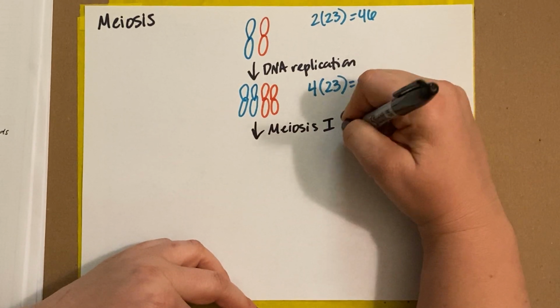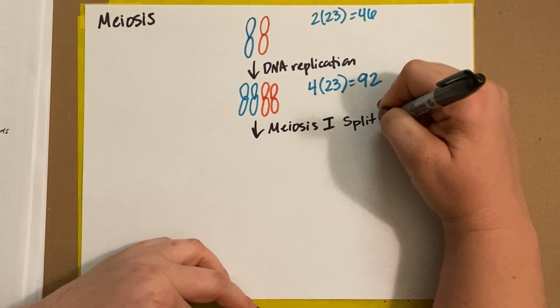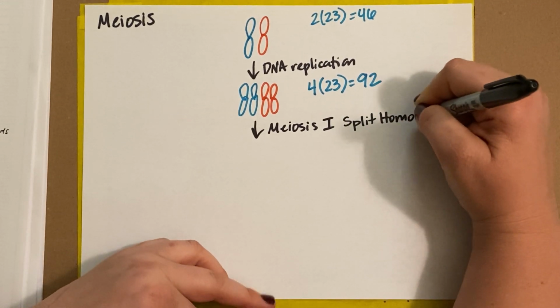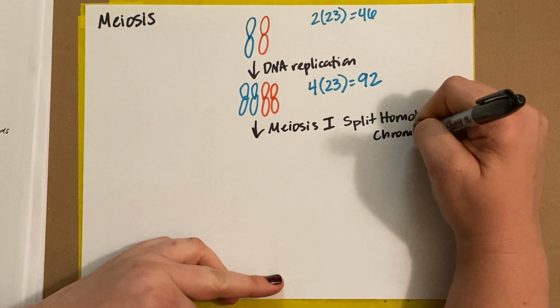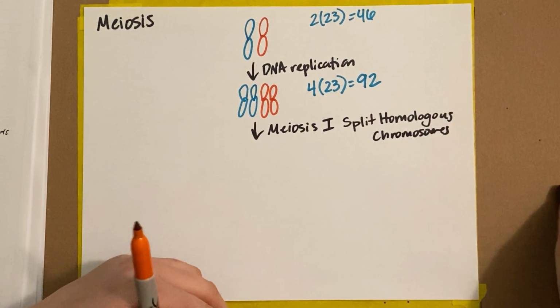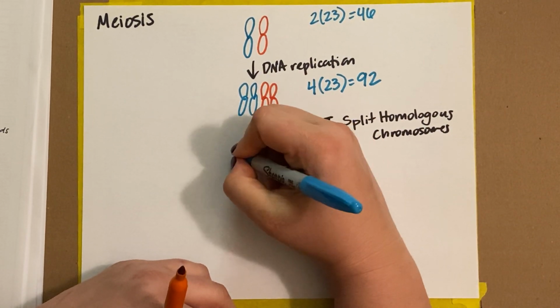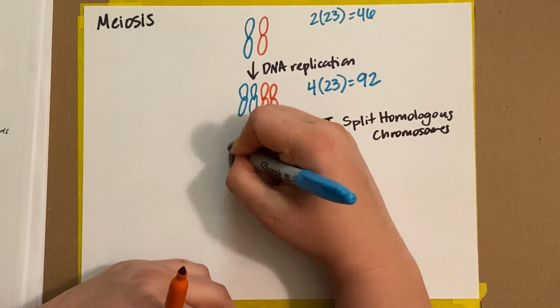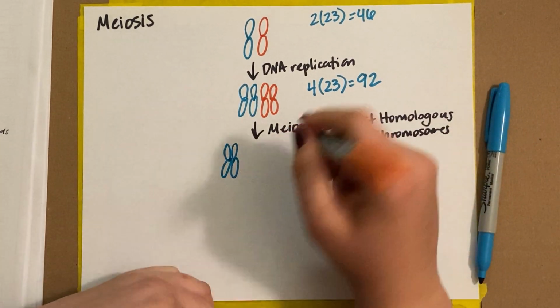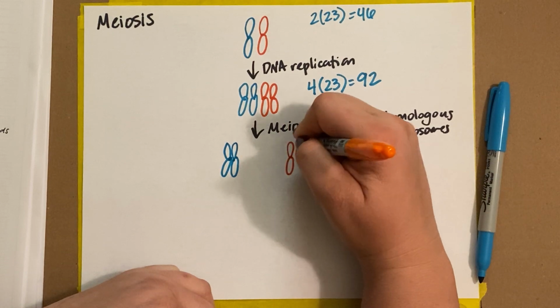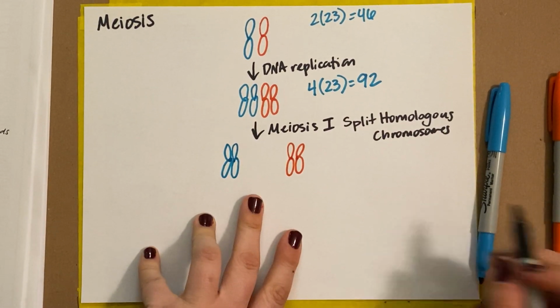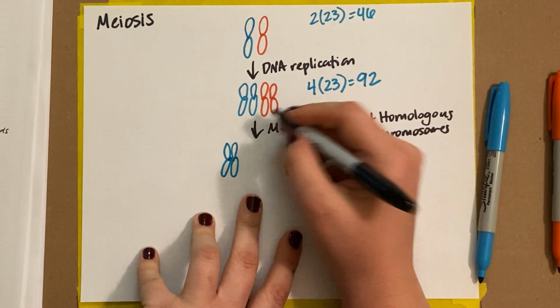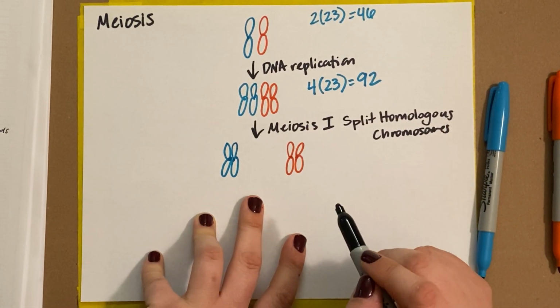So in the first step of meiosis, we're going to call this meiosis 1, we're going to split homologous chromosomes apart. Okay, and so what's going to happen is the blue are going to separate from the orange. So this is going to be meiosis 1. Okay, so homologous chromosomes are going to split.